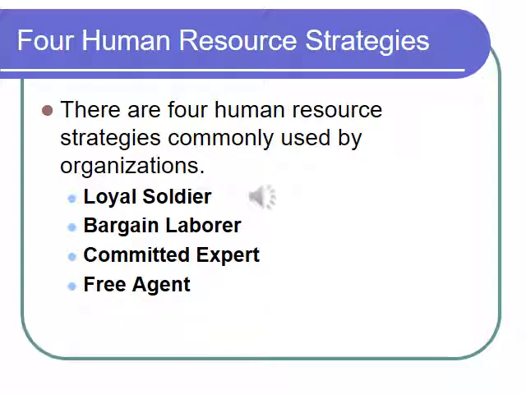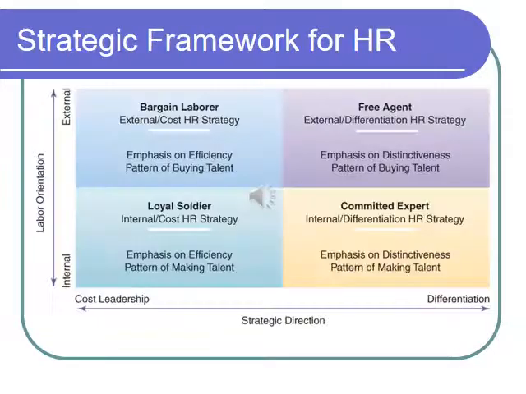Okay, so this slide shows us that, based on the contingency approach, we have 4 human resource strategies commonly used by organizations. We have the loyal soldier, the bargain laborer, the committed expert, and the free agent. So let's go to the next slide and try to define each of these strategies based on 2 dimensions, as we will see. If we look at this slide, you will see that we have the 4 human resource management strategies, and we differentiate between them based on 2 dimensions.